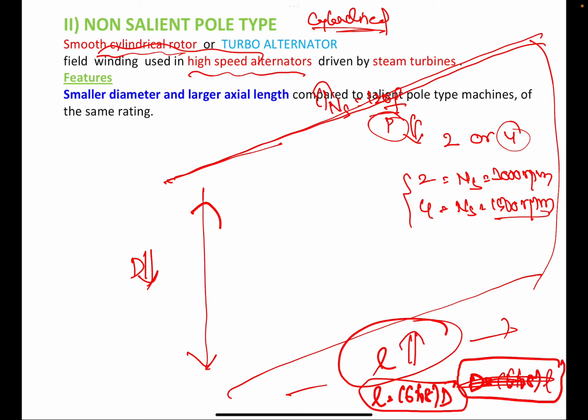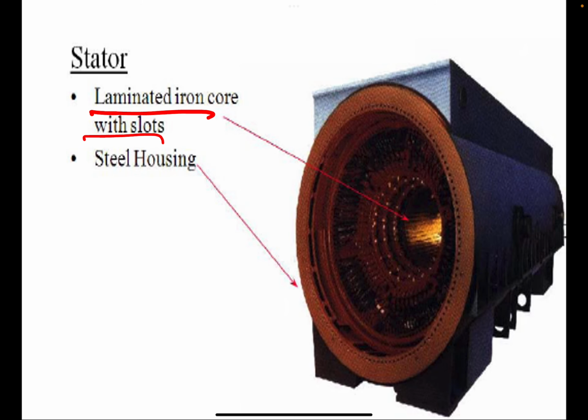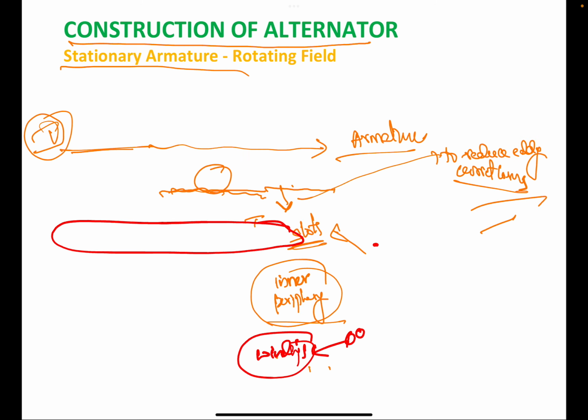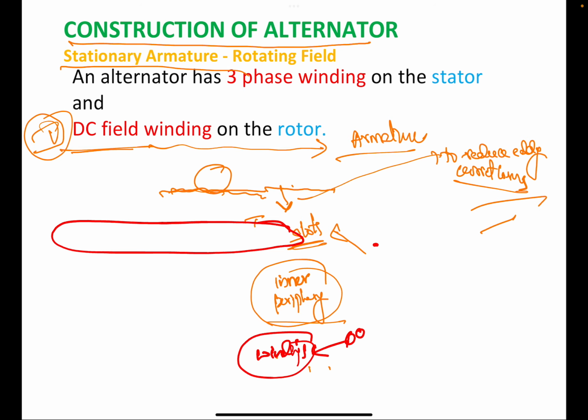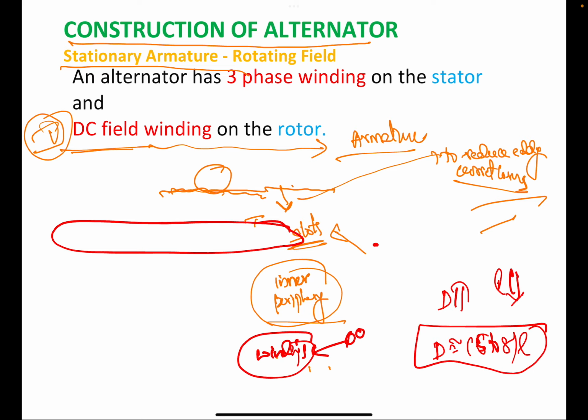Similarly, in salient type also, the value is given here. In salient type, the D value is high and the L value is less. Here I can say that approximately D equal to 6 to 8 times of L in case of salient type.